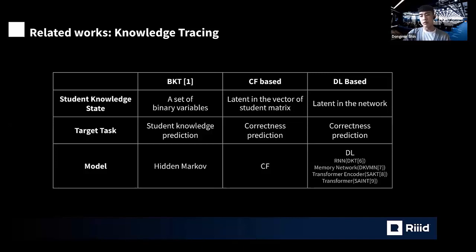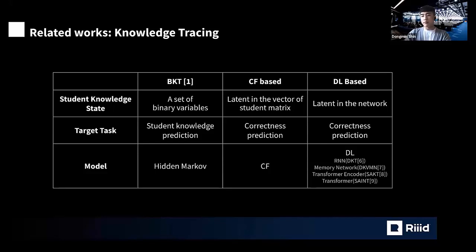But after that, the collaborative filtering-based KT model appeared. In CF, students and exercises are modeled as low-rank matrices, respectively. And the model predicts the correctness of an exercise for a given student, and the multiplication of two matrices is the correctness probability of the given exercise for the given student. And in CF-based KT, the student's knowledge state is viewed as latent in the vector of the student matrix, and the state is learned indirectly from correctness prediction.